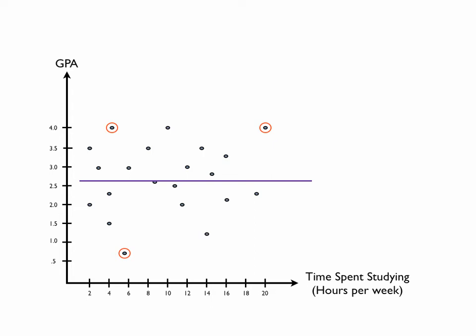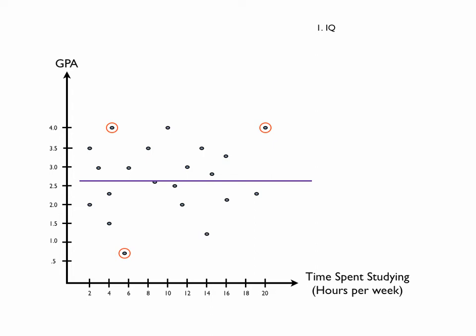Well, we have to look at other factors that would contribute to a student's GPA. For example, IQ may be a good predictor of GPA. Students who are naturally intelligent are probably going to be able to obtain a higher grade for a given number of hours spent studying each week. Therefore, we want to control for IQ.